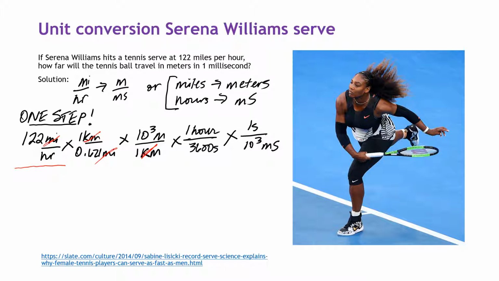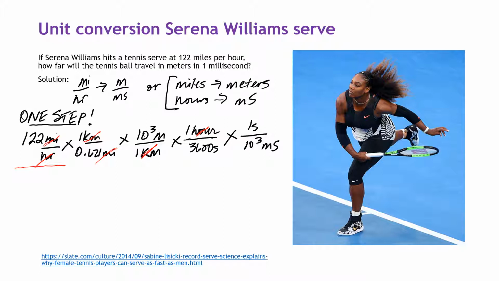But we want meters per millisecond, right? Notice hours are in the denominator in our given, so we're going to have to put hours on top for our conversion factor. And hours will cancel, and we'll be left with seconds here. Now it just so happens there's 3,600 seconds in 1 hour. If we stopped at this stage of the game, well, you tell me, I think we would have meters per second. We have one more step to go.